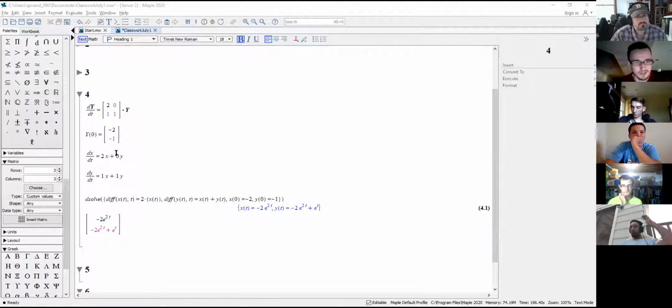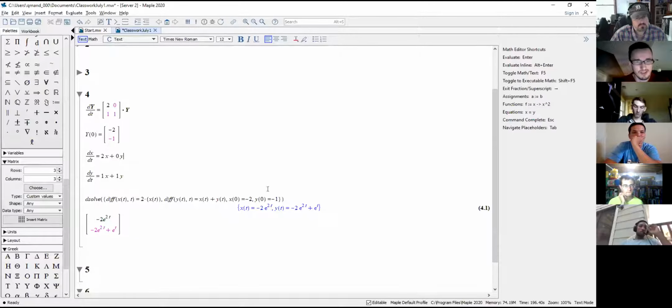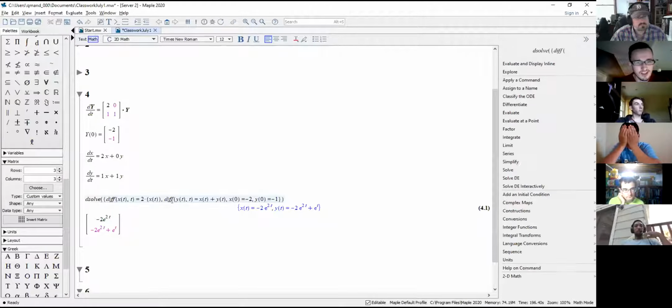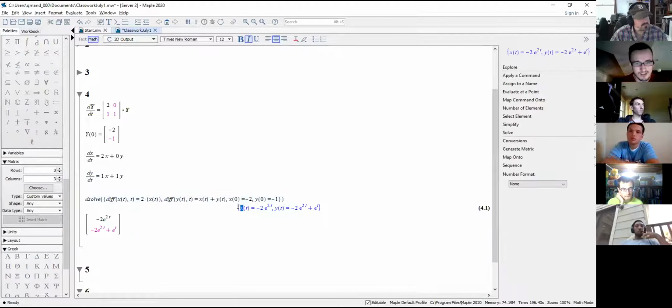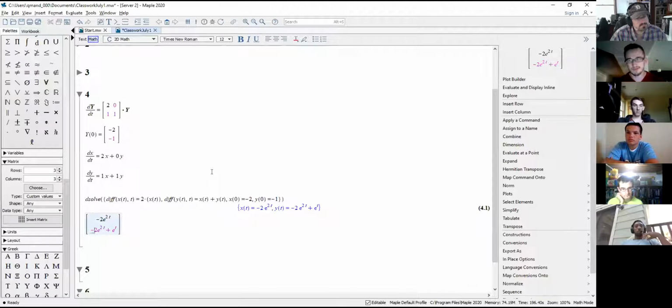So yeah, we just turned it into the scalar form and did the desolve there, which we got, which is in its scalar form, but then just turn it back into a matrix form. Cool.